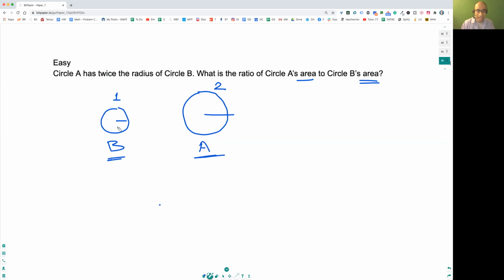So what's the area of B going to be? The area of B is going to be pi times 1 squared, because pi r squared is the area of a circle. And now what's the area of circle A? The area of circle A, folks, is going to be pi times 2 squared. That's going to be written as pi times 4, and this is pi times 1.